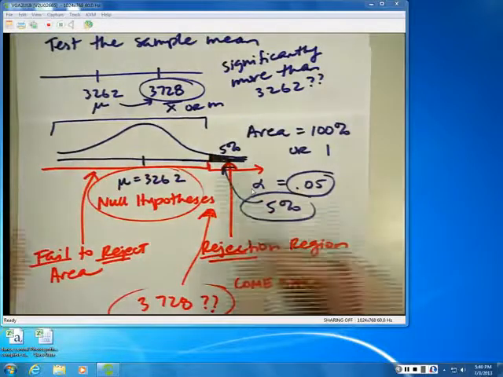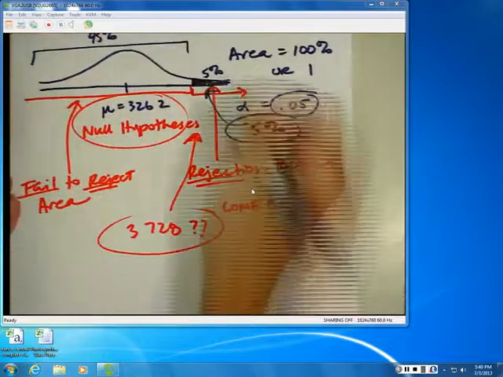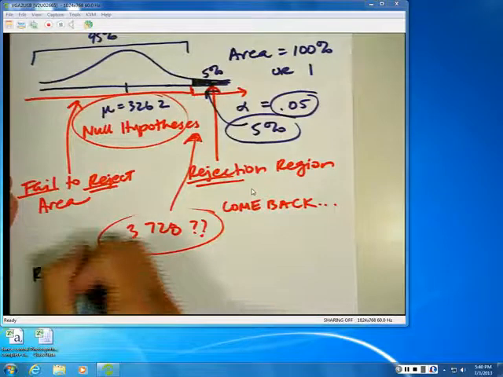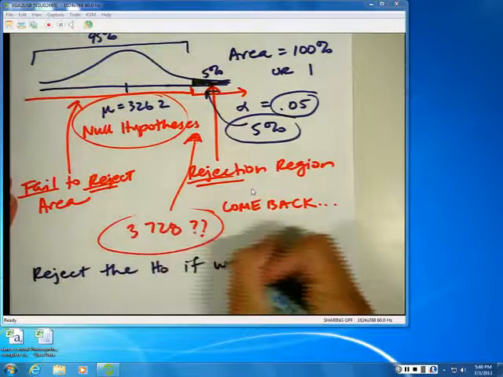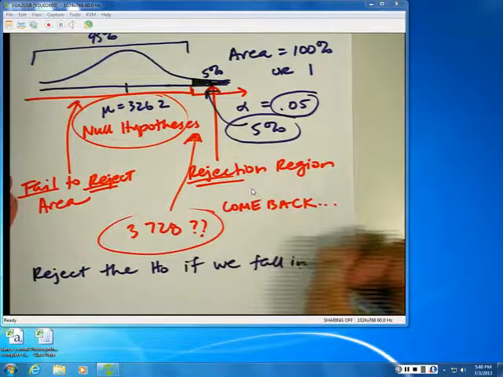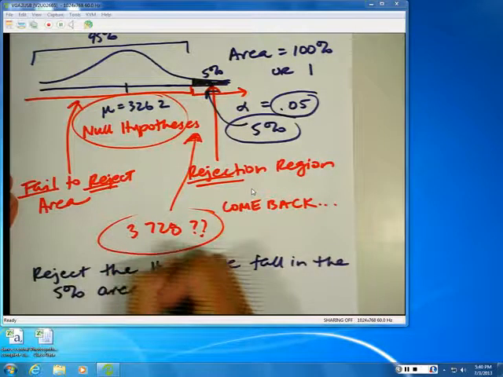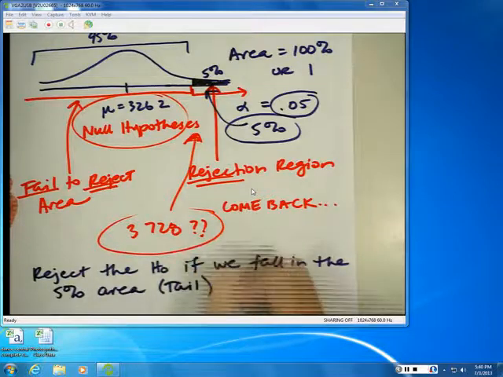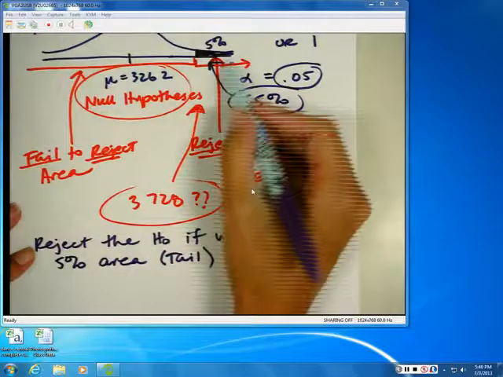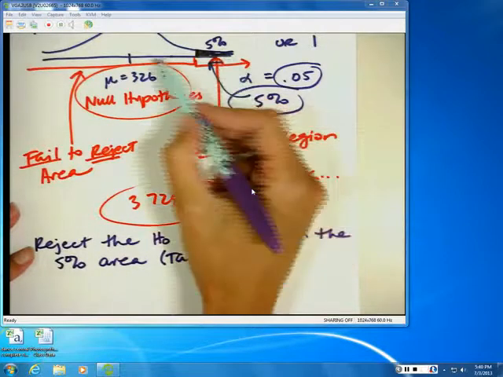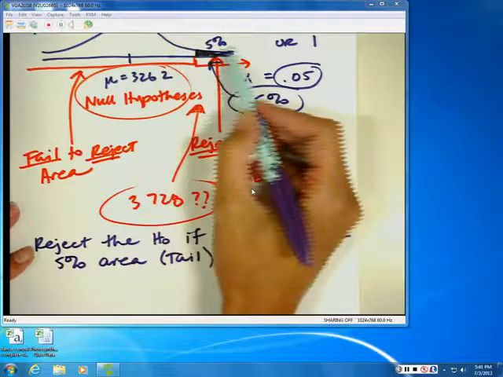If this is my rejection region, that means that I'm going to reject the null hypothesis if we fall in the 5% area, which is the tail. And if I reject it, that means 3728 is significantly bigger. It's going to land over here. Not bigger because I had a small sample size or I interviewed the wrong students, but significantly bigger. It's only 5% of that area.